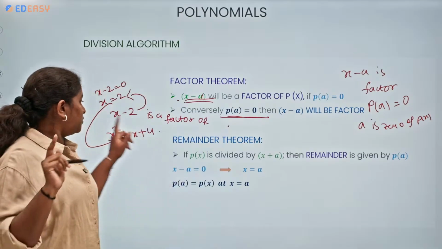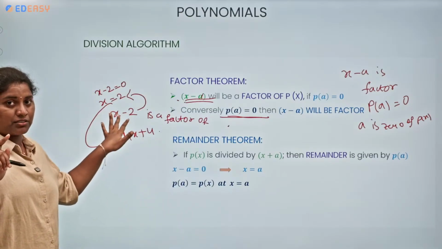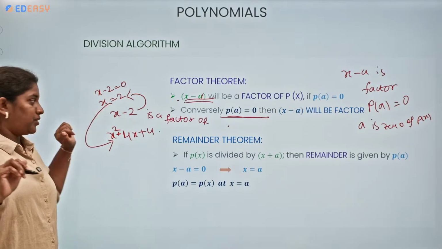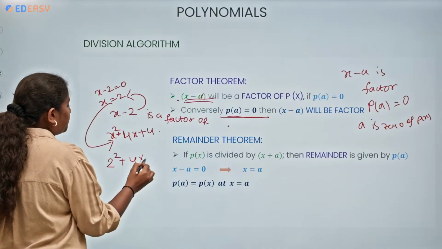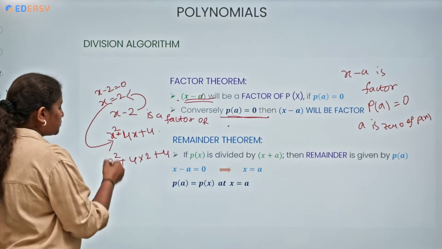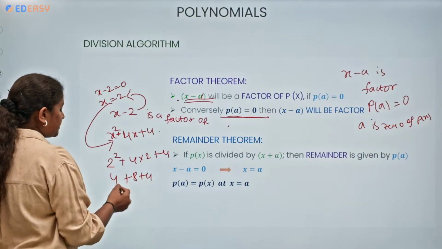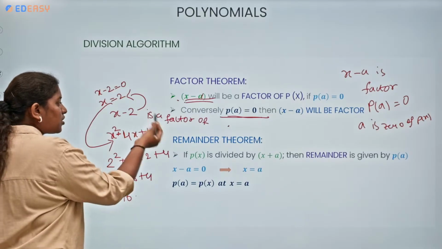Okay. Now, if I am taking x minus 2, this is a factor. From this, x equals 2 I got, which is the 0. Now place that here: 2 square plus 4 into 2 plus 4. Okay, 2 square will be 4, and 8 plus 4, now 12 plus 4, 16. So I got the value as 16. So this is not a factor.